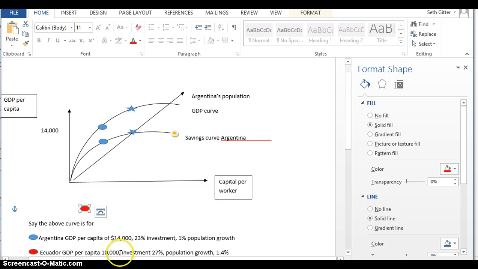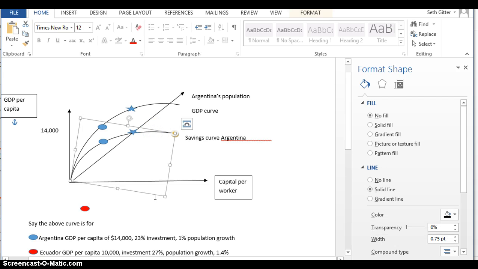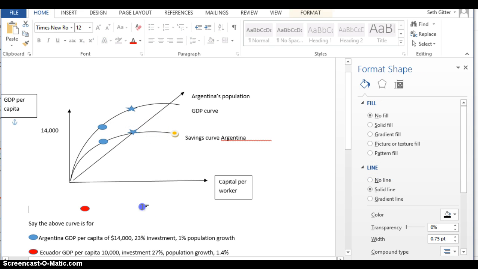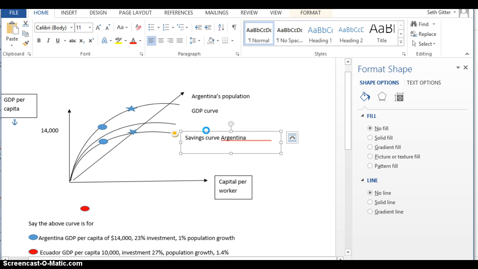The next thing we're going to notice is that Ecuador has a higher investment rate of 27% compared to Argentina at 23%. So what we're going to need to do is draw a new savings curve for Ecuador to indicate that savings is higher in Ecuador. So notice what I did is I just copied and pasted again, and then I'm just going to click on it and drag it up to indicate that the savings curve for Ecuador is higher.